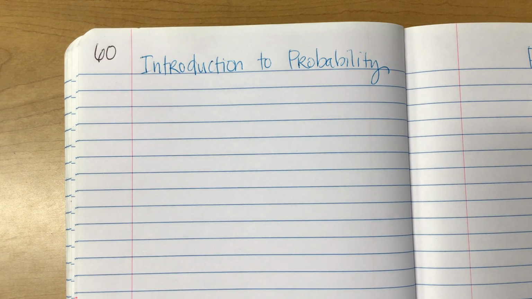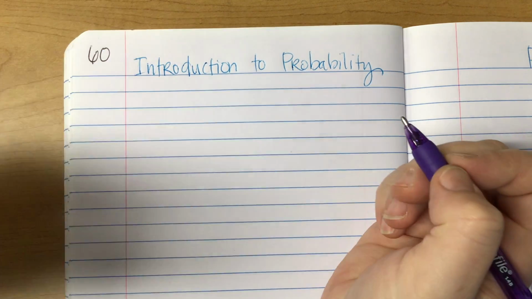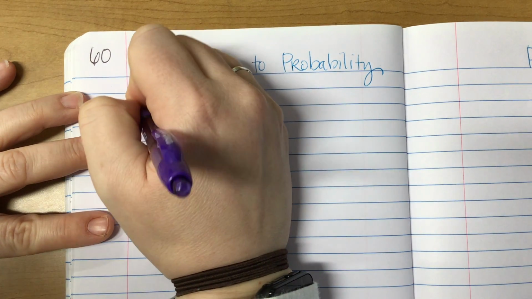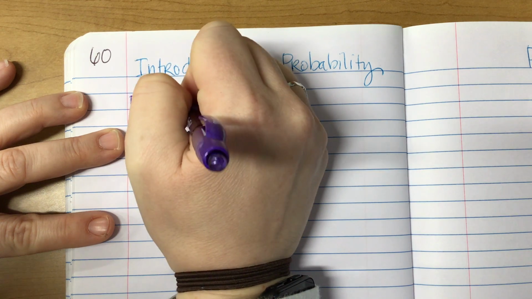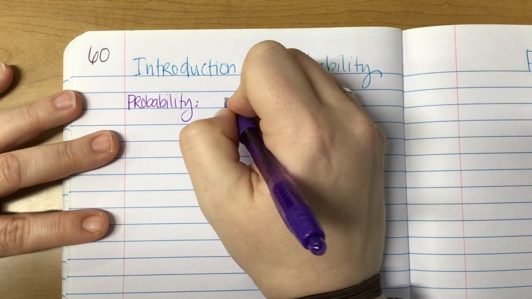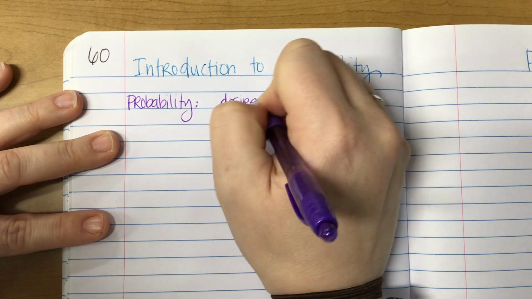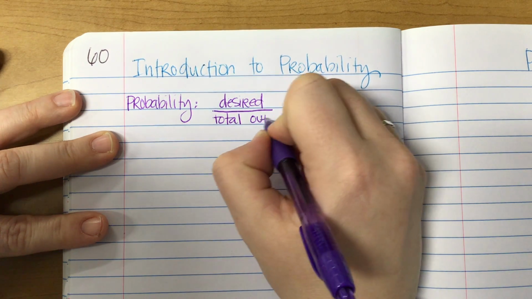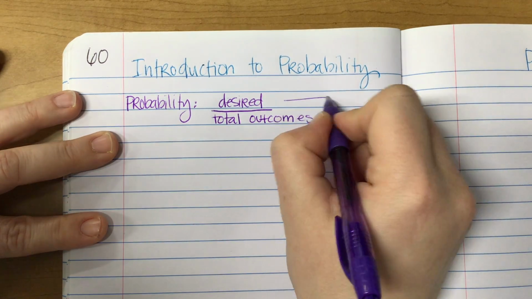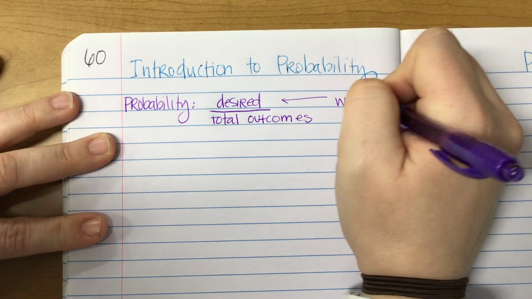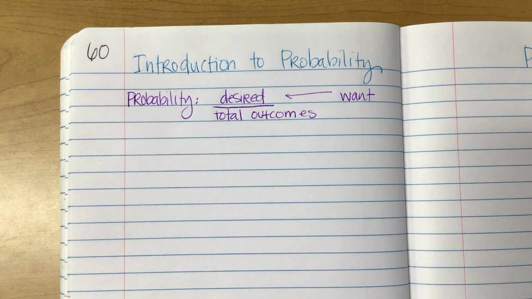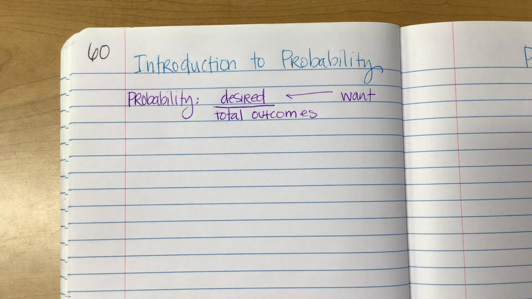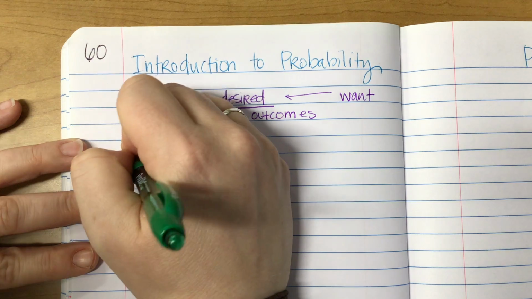Introduction to probability. So probability is a fraction. So we're going to talk about probability, and it is the desired over the total outcomes. And desired is what we want to have happen. And so there are two types of probability that we can talk about in this introduction. There's theoretical.